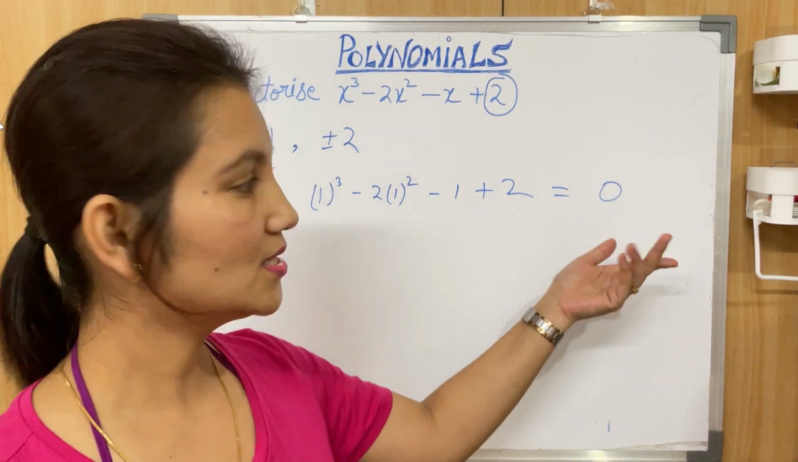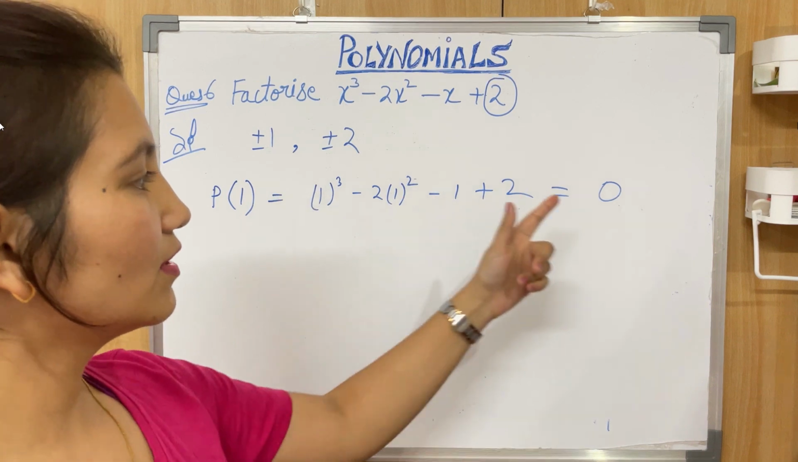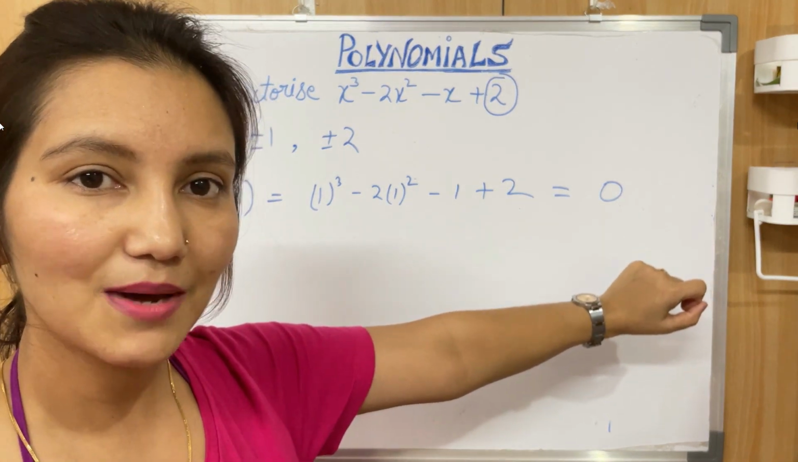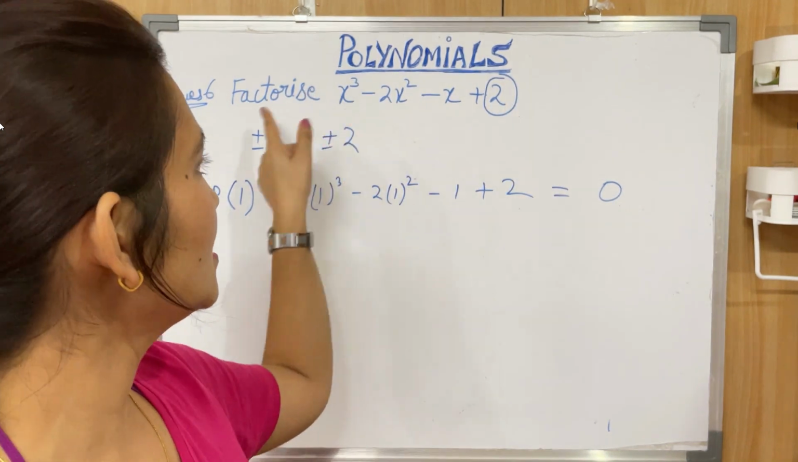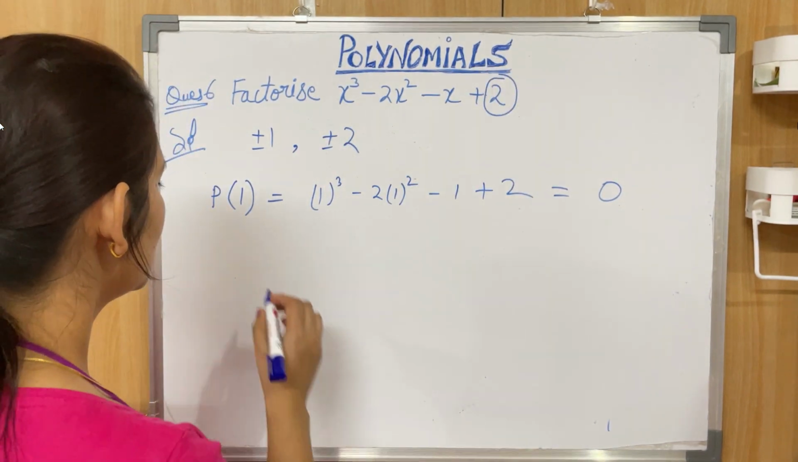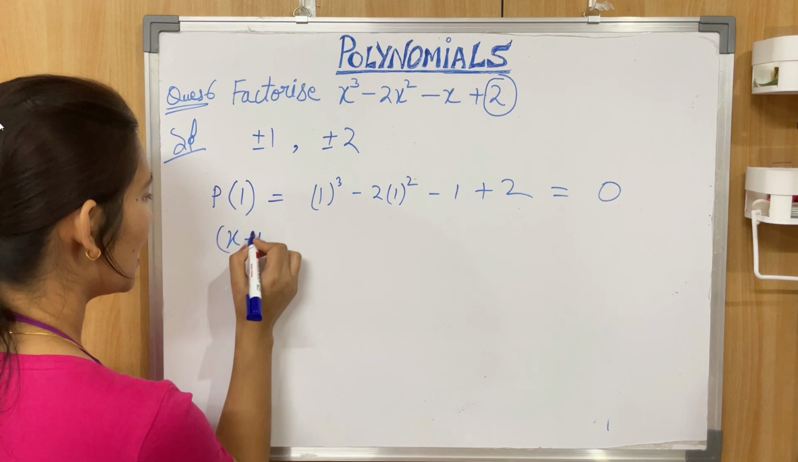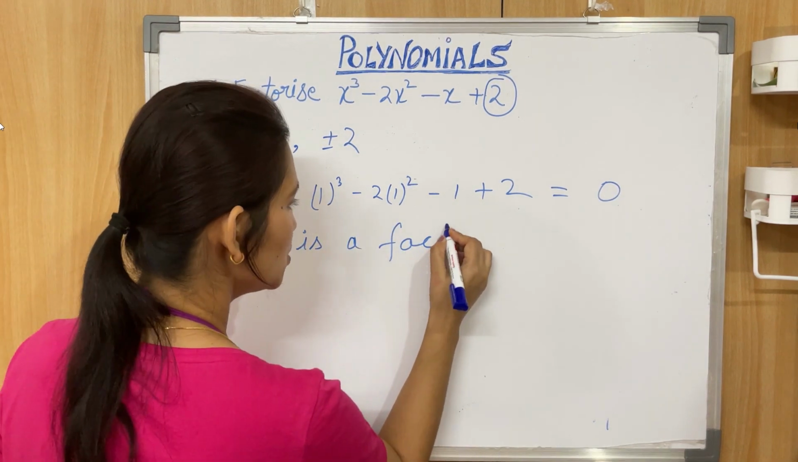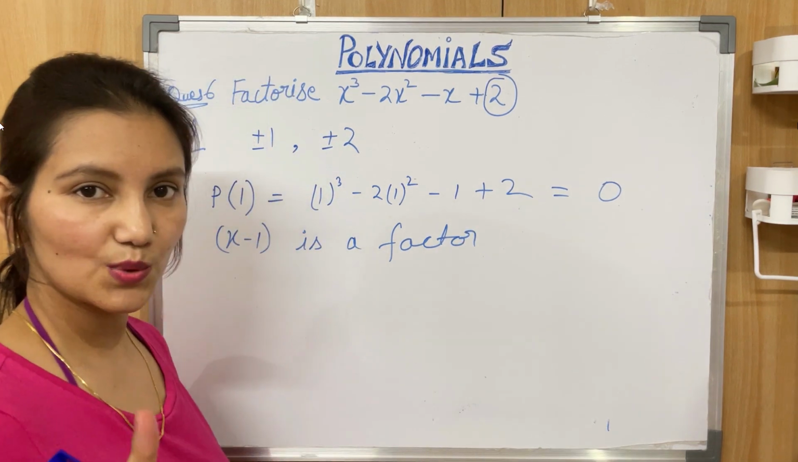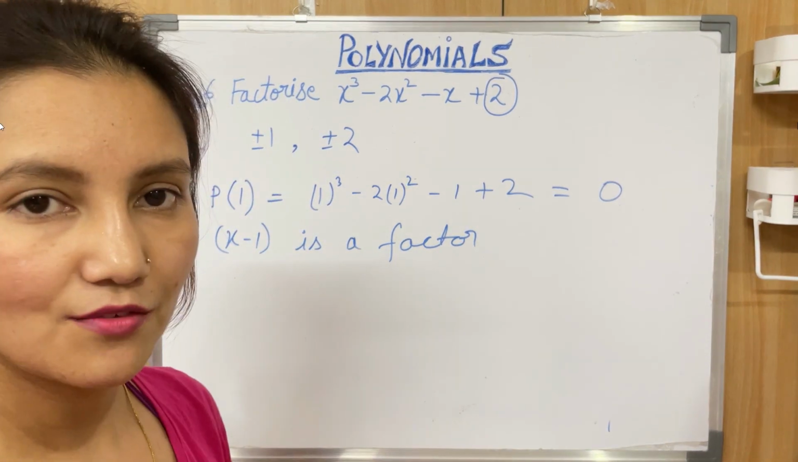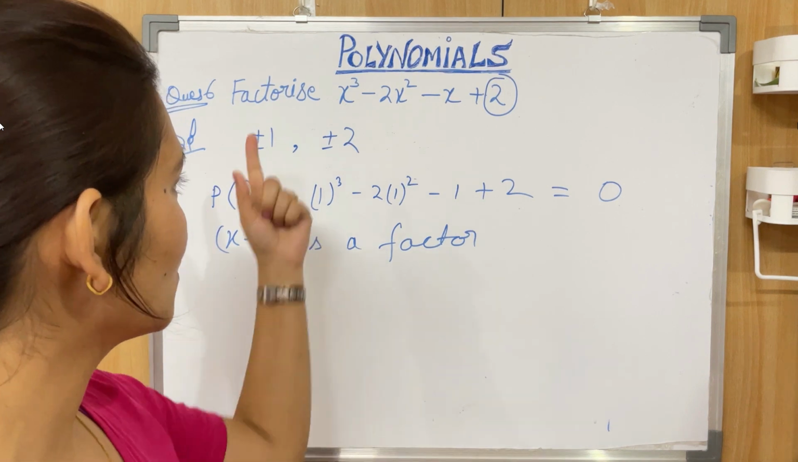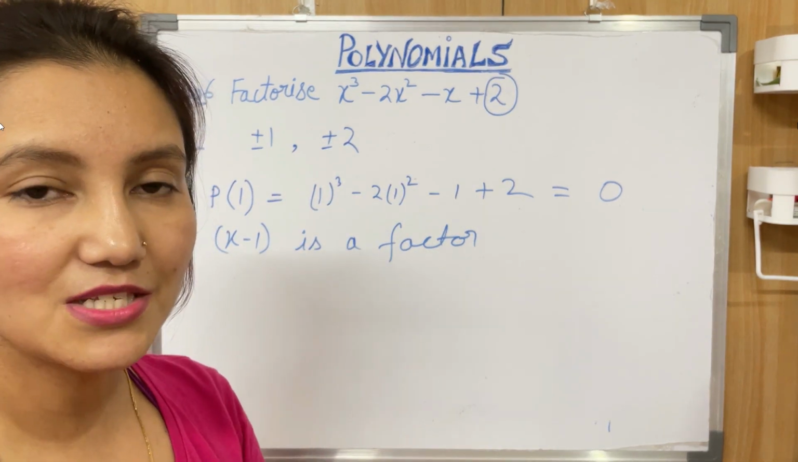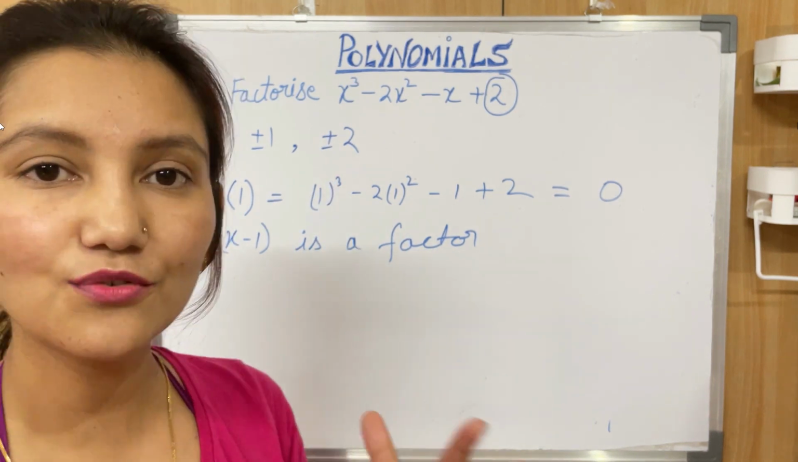So P of 1 is 0. It means x minus 1 will be a factor of this polynomial. So x minus 1 is our first factor. We need to find the rest of the factors of this polynomial. Two factors are still left, so we need to find them.